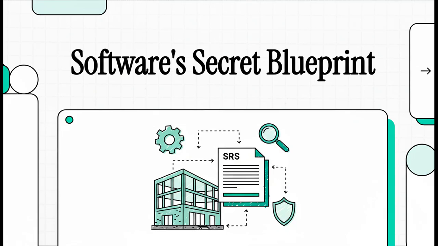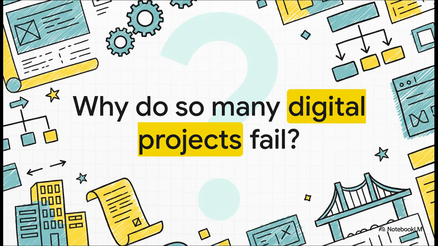So let's talk about the one document that can literally make or break any software project. It's the secret blueprint, the thing that separates those billion-dollar successes from the projects that just, well, fail spectacularly. Let's dive in.